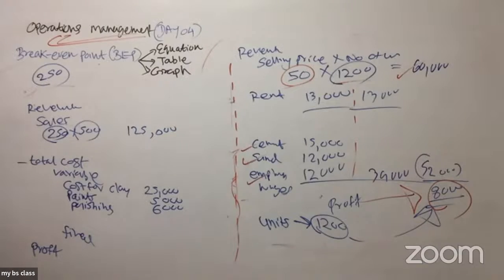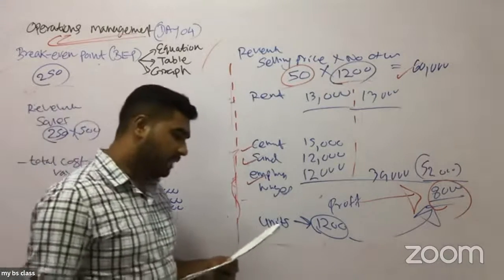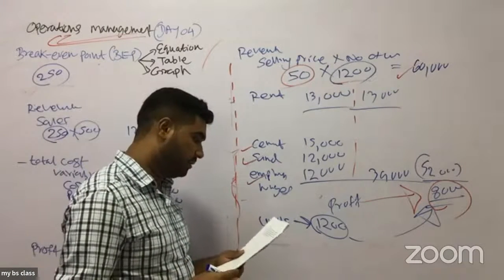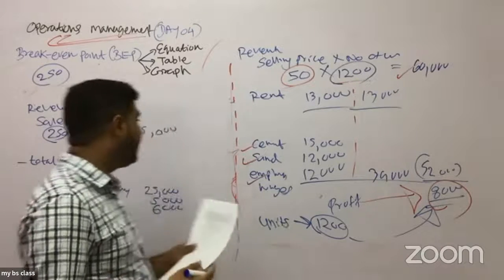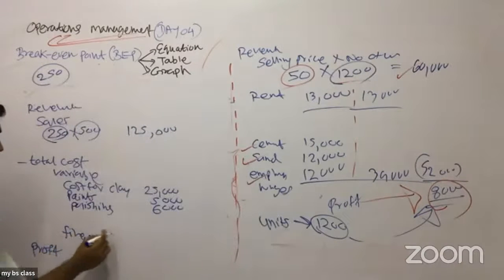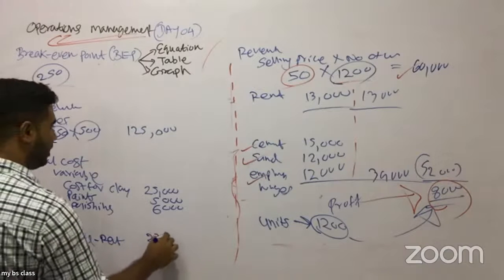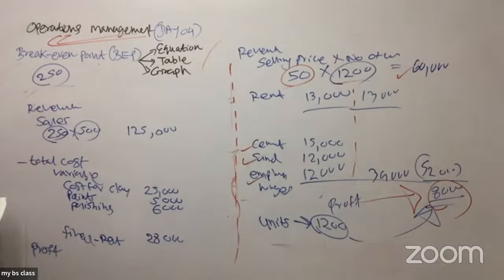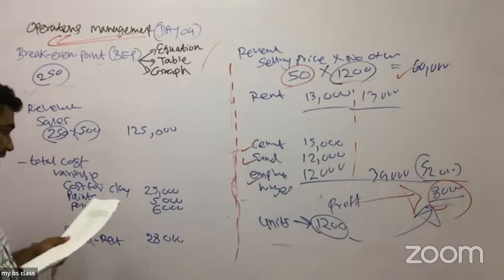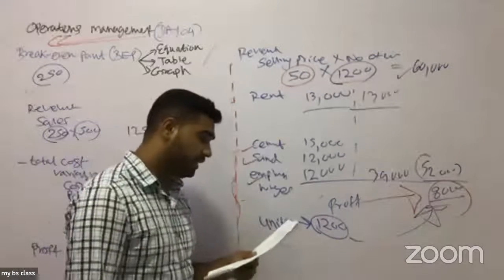Right. Next thing, moreover the firm paid a monthly rent of 28,000, which is a fixed cost. Your rent 28,000. Right, what is the salary for an employee for producing?